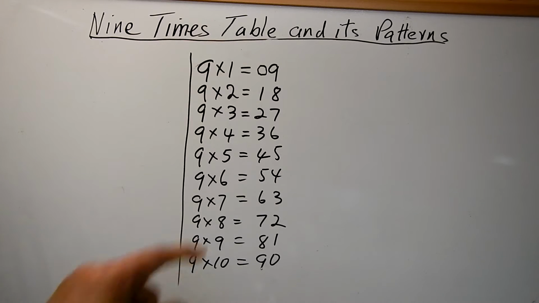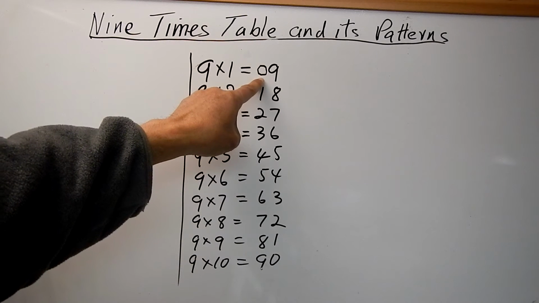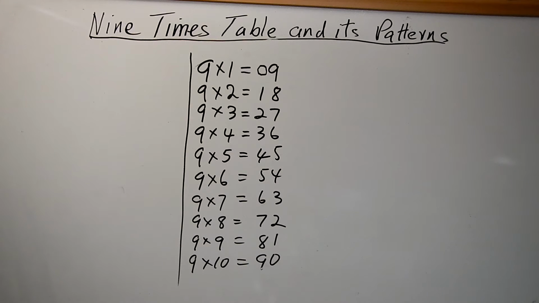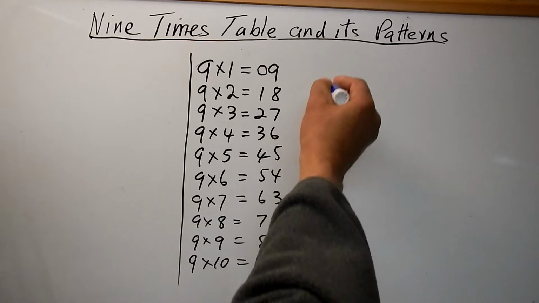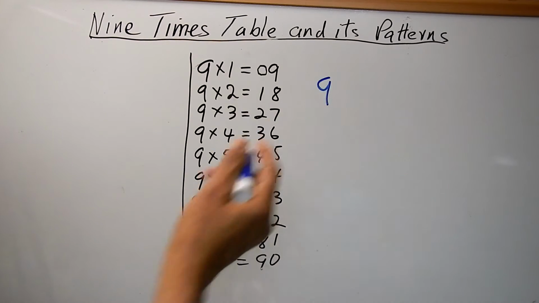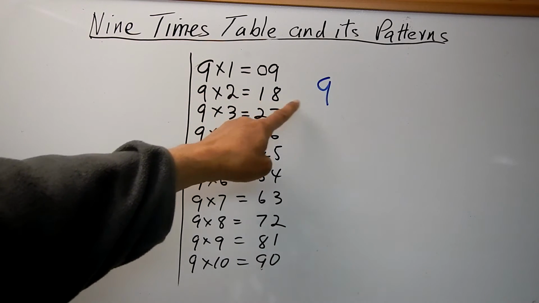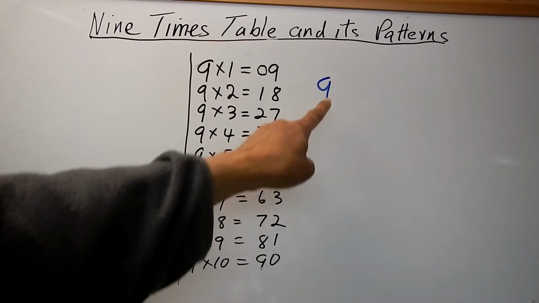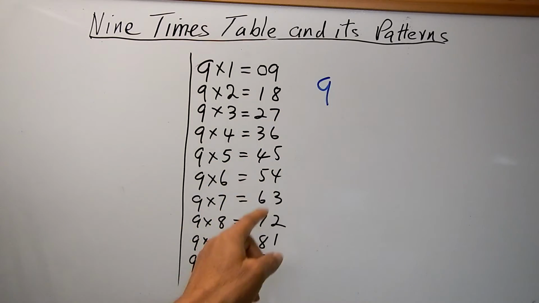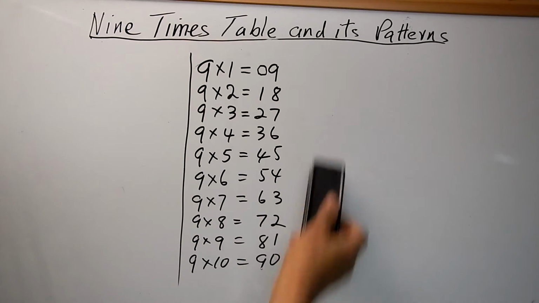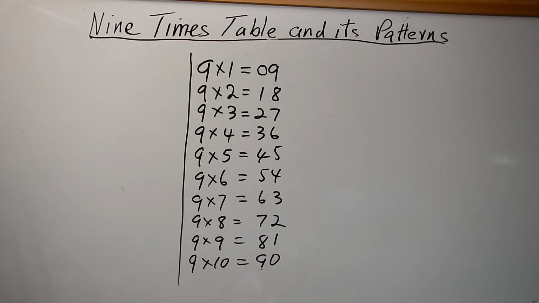How about this one? If you add the digits of each product, you get a sum of 9. Zero plus 9 is 9, 1 plus 8 is 9, 2 plus 7 is 9, 3 plus 6 is 9, 4 plus 5 is 9, and so on all the way down. Any other observation?